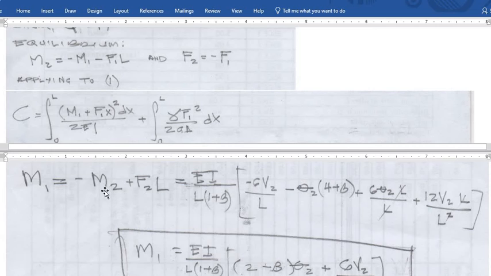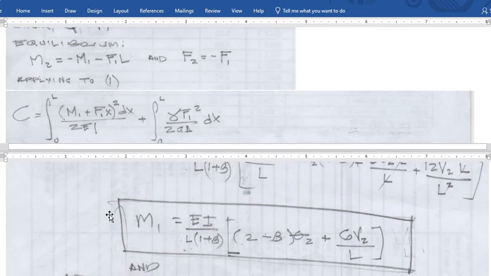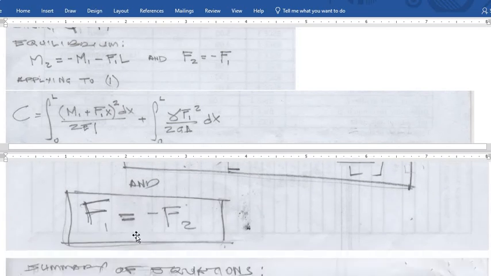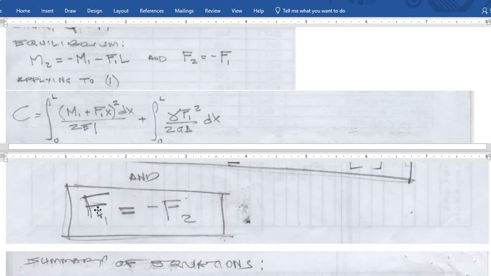M2 and F2 have been solved in terms of V2 and theta 2 now. Earlier, in the first complementary equations, we solved for theta 1, V1, M1 and F1. Okay, here now, we will substitute V2 and theta 2. So M1 now becomes this equation, and F1 is equal to negative F2. That also comes from the equilibrium.